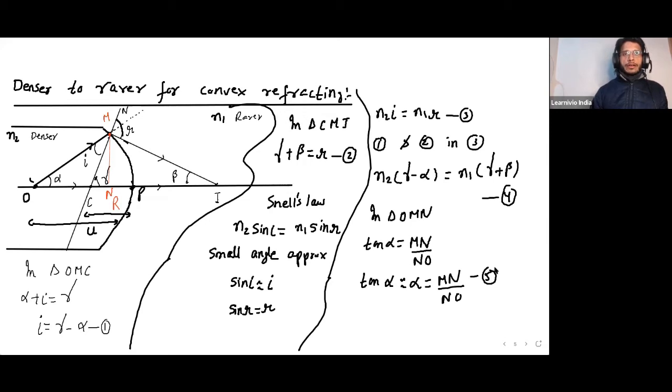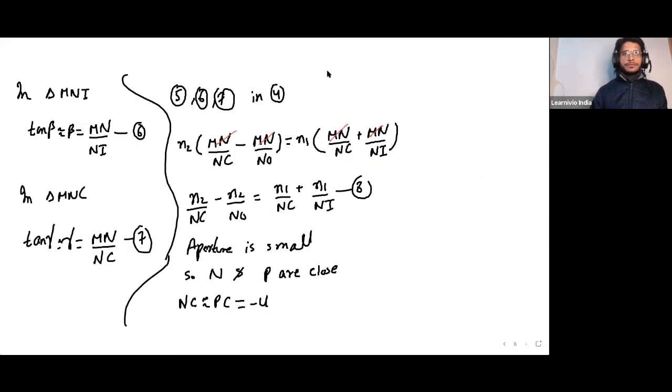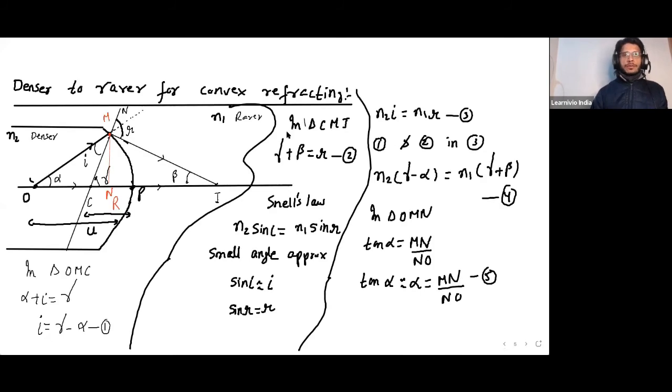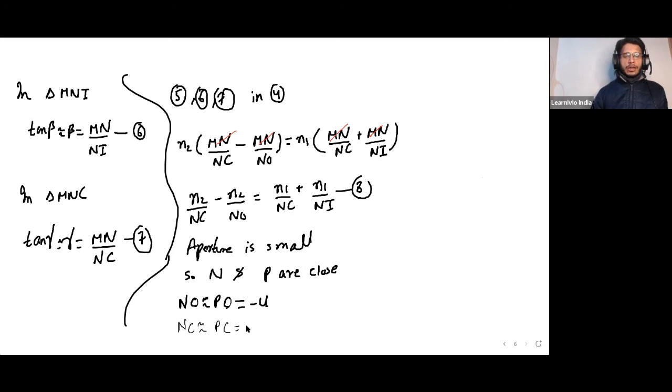So you can write this as NO basically. Just a second. This is NO, this is PO. This is NC, which is almost equal to PC. This is R. Tell me the sign convention. It's plus R or minus R? Yes, it should be negative, minus R. Very good. So both are correct now. Minus R.